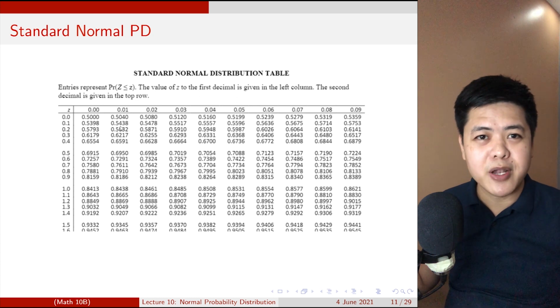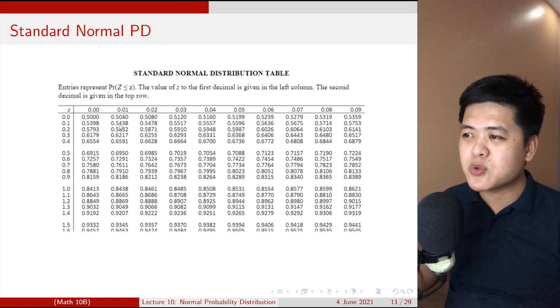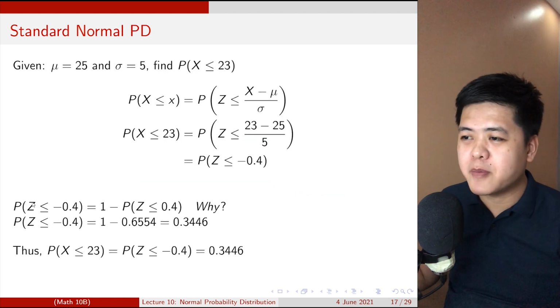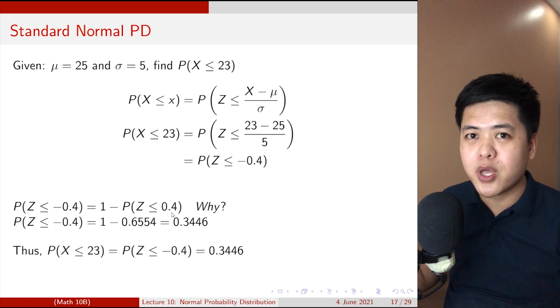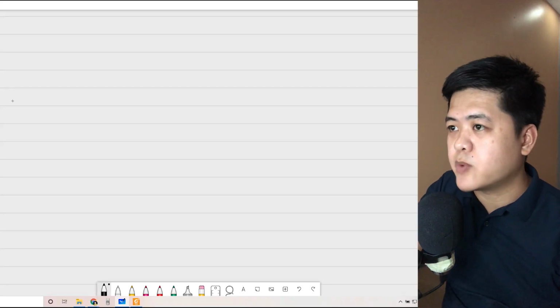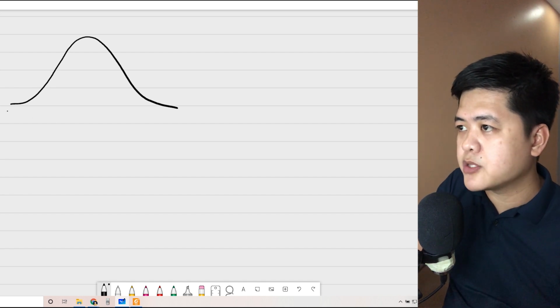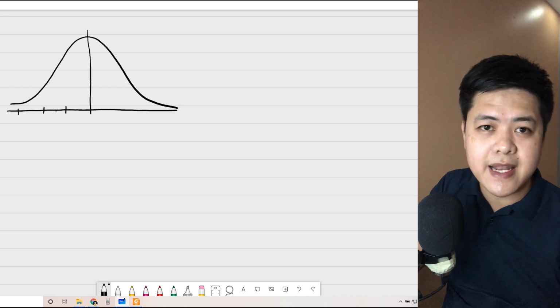Wala tayong ganun sa table natin. Tama? We don't have those areas sa table natin. So, paano natin kukunin yung negative 0.4? How do we get negative 0.4? Well, the probability that z is less than or equal to negative 0.4 is equal to 1 minus the probability of z less than or equal to 0.4, which is the positive one. Bakit kaya? Well, if you have a normal distribution, hindi ganun kaganda yung drawing ko, tapos you want the z to be less than negative 0.4, no?